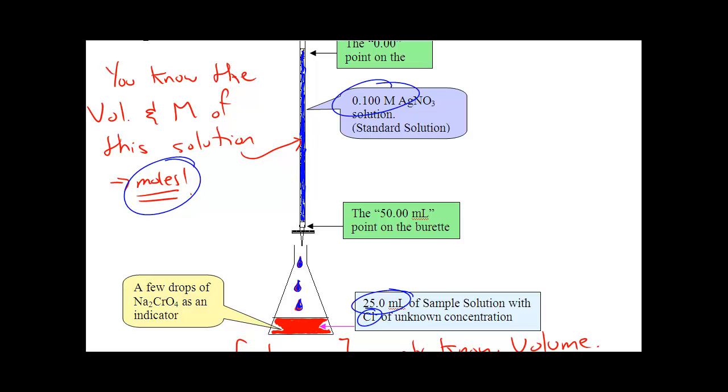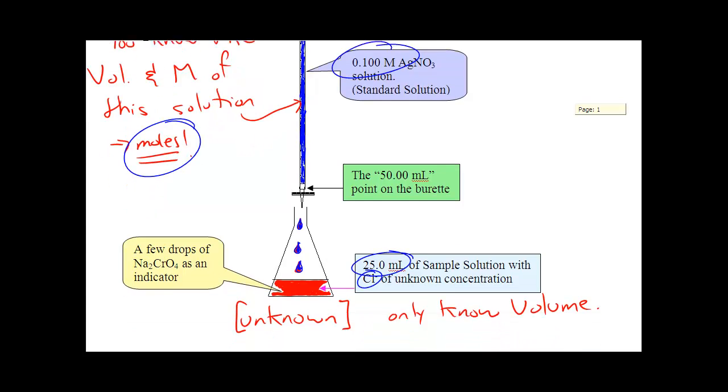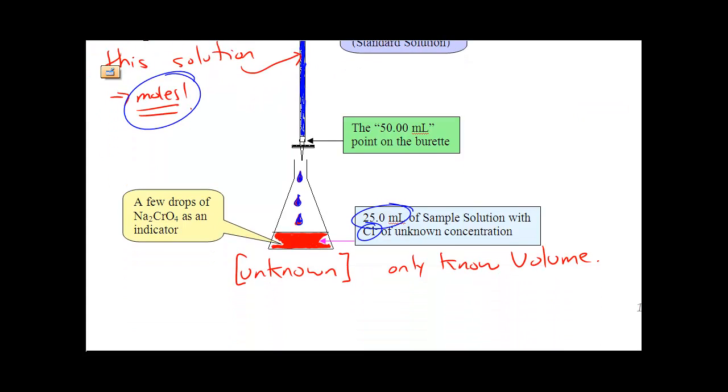This is your known solution, and in your lab tomorrow, it will be 0.100 molar silver nitrate. You're going to be adding it to a 25 mL sample of unknown pool water concentration. Inside that pool water will be a few drops of sodium chromate. Your endpoint, or your stoichiometric point, which is basically the same thing, is when you see the faintest color of orange in your solution. Not your white precipitate that's probably going to form, but in your solution.